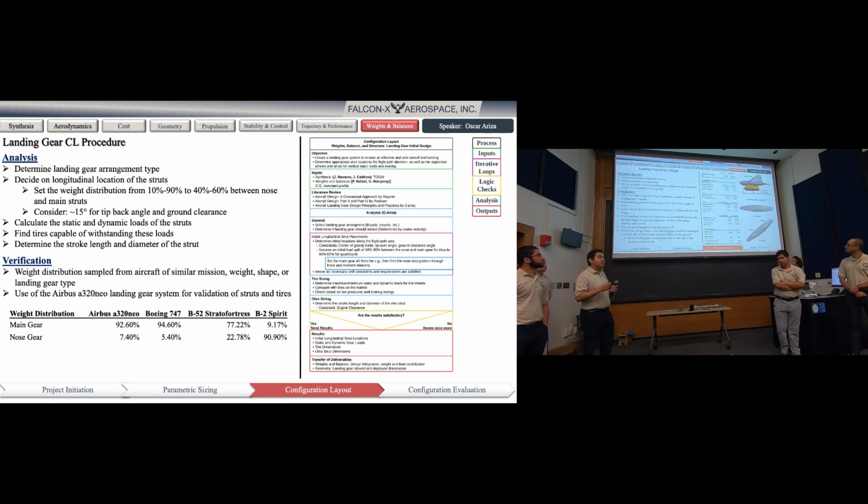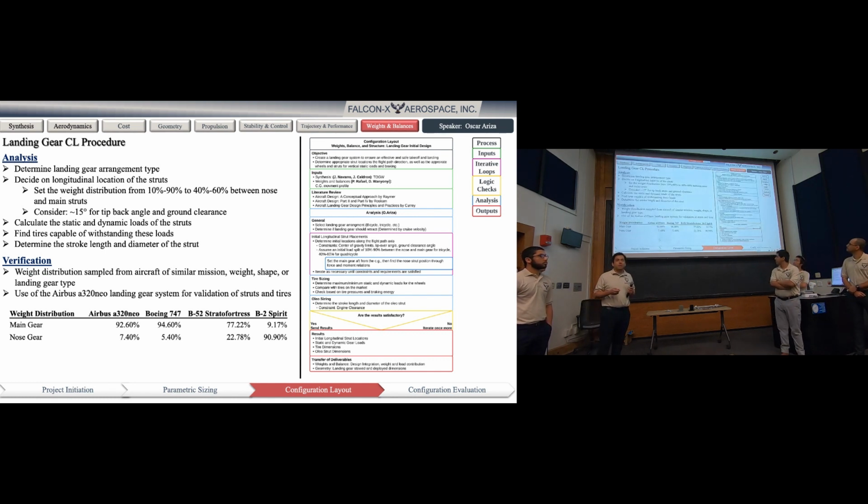slide. And from there we figure out a weight distribution for the aircraft, and this will largely depend on the type of aircraft. And from there we assess the ground loads and a dynamic load for these struts as well, and then from there we can find the right tires and just the right size for the struts. And for verification, I do have a list of aircraft that are similar in terms of mission or shape or landing gear layout.